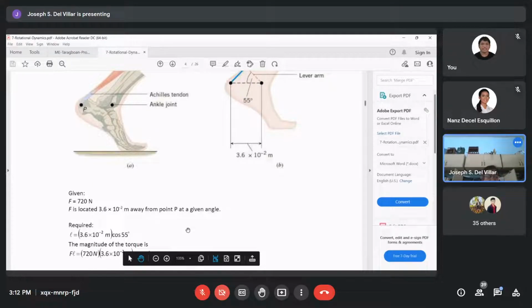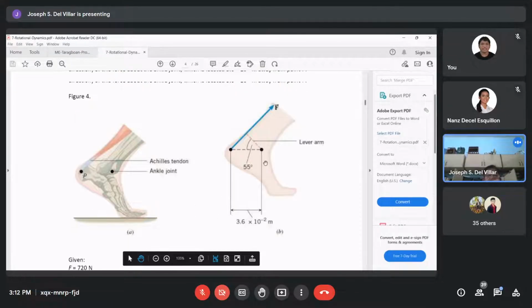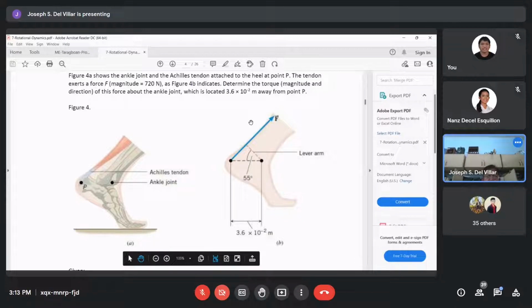So what is the requirement? The torque produced by this force about the ankle joint. So we have the force, no problem about that. But our problem is this, we do not know this lever arm, this red one. But as I've said, since 3.6 times 10 to the negative 2, which is the hypotenuse, is given, and one of the acute angles is also given, then we can find the lever arm. And the lever arm is what?